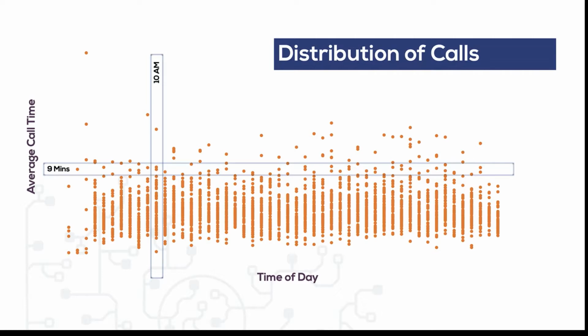We can see from this scatter graph that there's a high degree of variability in performance. On the 17th of June at 10 AM, on average calls were taking more than 9 minutes. But at the same time on the 10th of May, they were taking much less. We've even found some really high outliers.